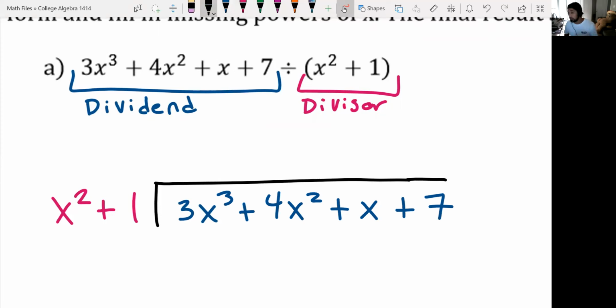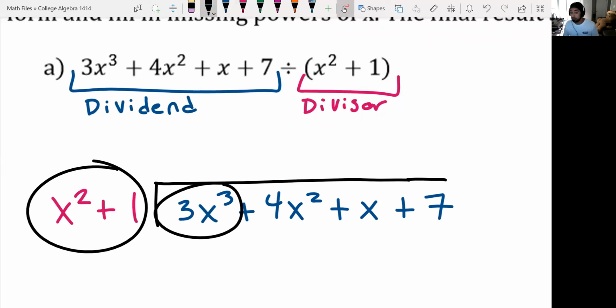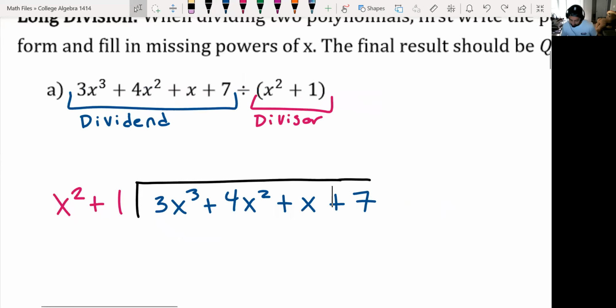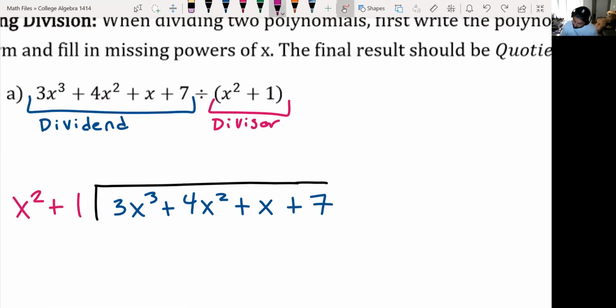And now we have to figure out what we could multiply the divisor by to help us get rid of the first term inside the division. So how do we get rid of the first term in the dividend? There's a lovely little trick to that. I'll do a little side work section over here. We'll call it side work. If you do not know what to multiply by, the trick is to take the leading term of the dividend and put it over the leading term of the divisor.